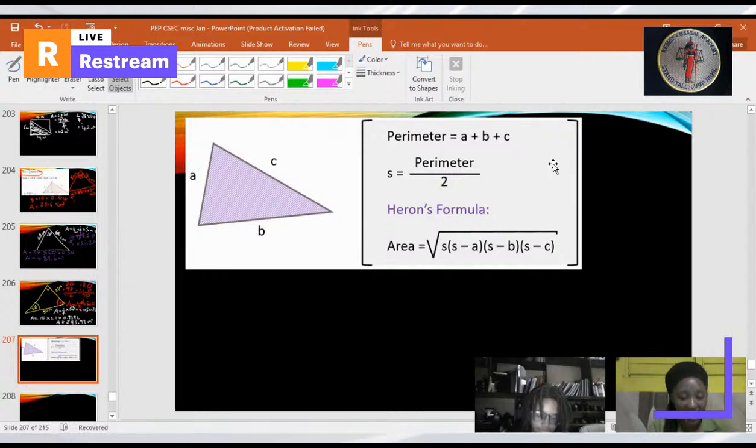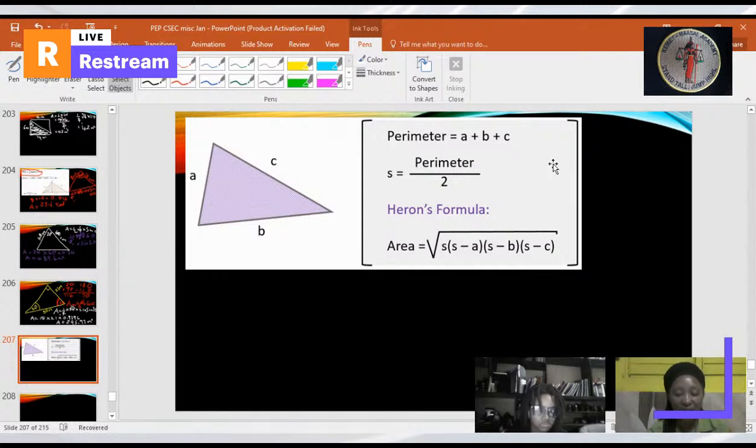When you know the three sides of the triangle, but it's not a right angle triangle, so one of the sides isn't the height, and you don't know the perpendicular height, and you don't know the angle, you can resort to Heron's formula. So let's revise the steps. You add all the sides to get the perimeter and divide by 2 to get the semi-perimeter. Then you subtract each side from the semi-perimeter.